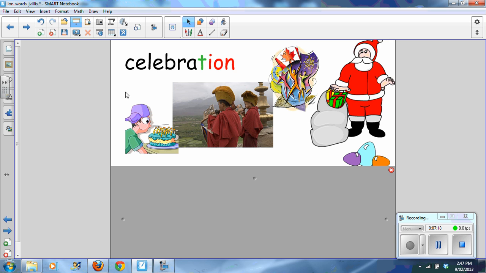Celebration. Well, you all know what a celebration is if you think of your birthday. When you celebrate something, you enjoy it, okay? But you celebrate in different ways. These monks here are having a celebration. In Canada, this is the Canadian flag, so they celebrate a particular day. We celebrate Christmas. Christmas is a celebration. Easter is a celebration.